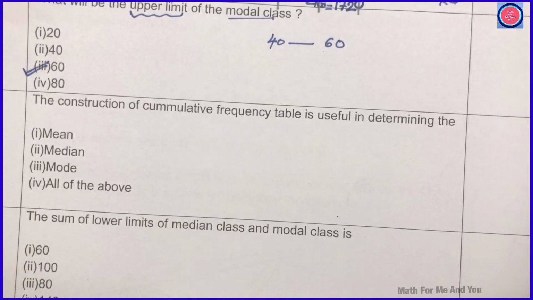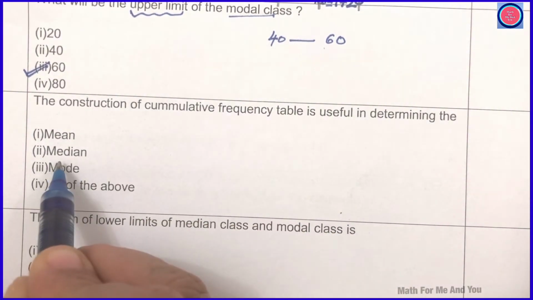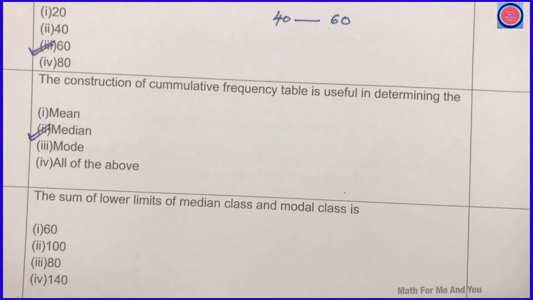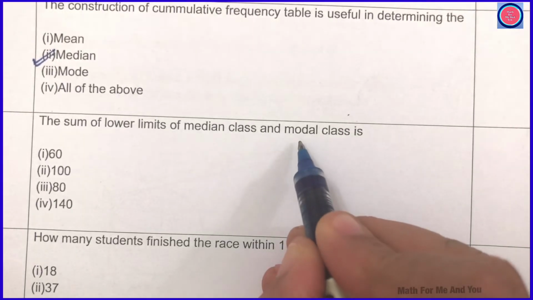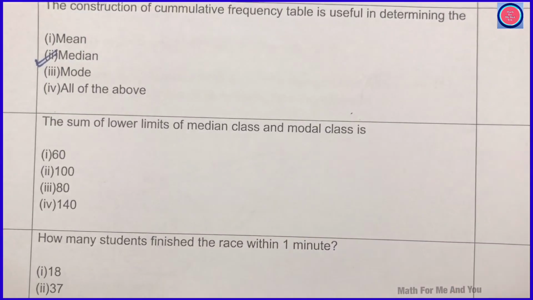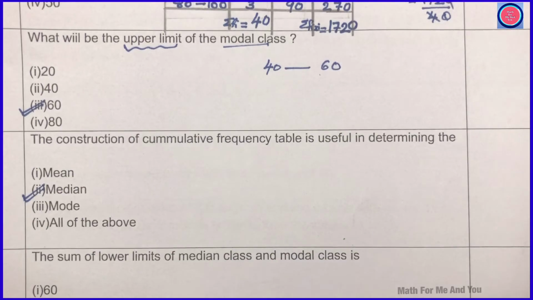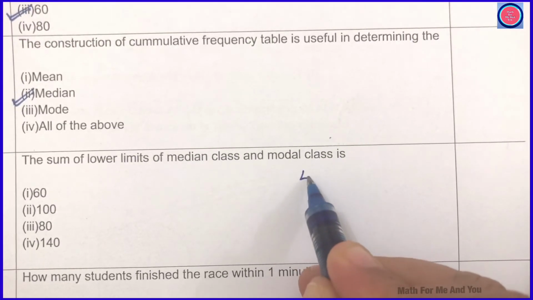Next question. The construction of cumulative frequency table is useful in determining the dash. What is that? Cumulative frequency corresponding to median. Remember, cumulative frequency or CF we use to find the median. Next one. The sum of the lower limits of median class and modal class. Modal class we already have. What is that class? 40 to 60. What is the lower limit of 40 to 60? 40. So modal class lower limit is 40.